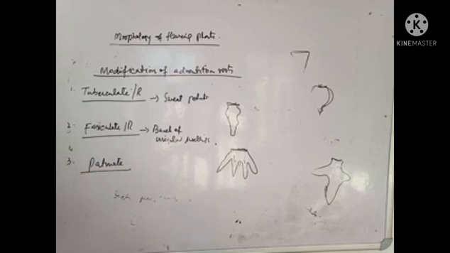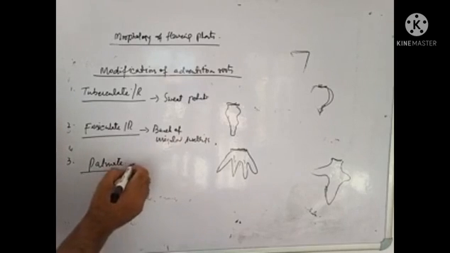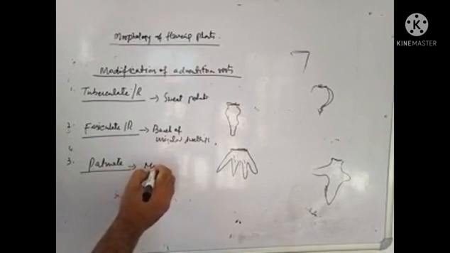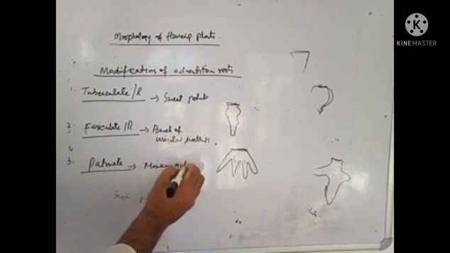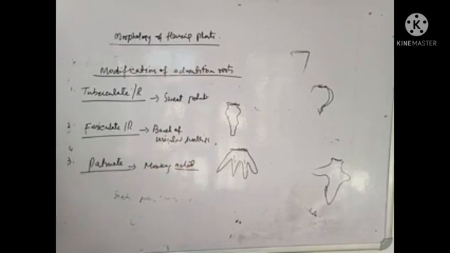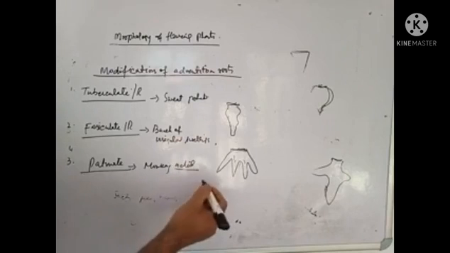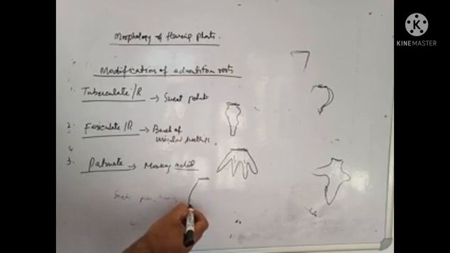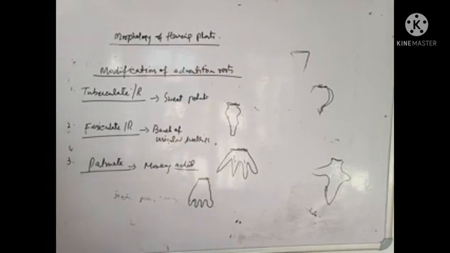In palmate form, it has a hand-like appearance and is found in monkey orchid. It has a palm-like appearance. We will draw the structure like this. That's why it is called palmate.